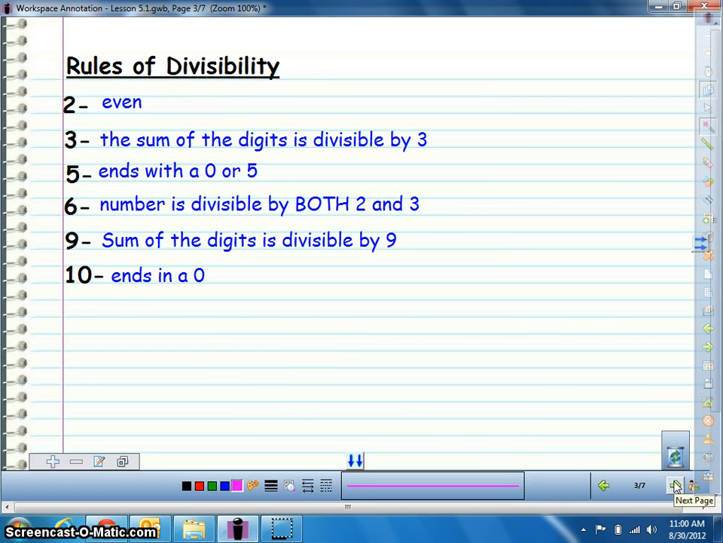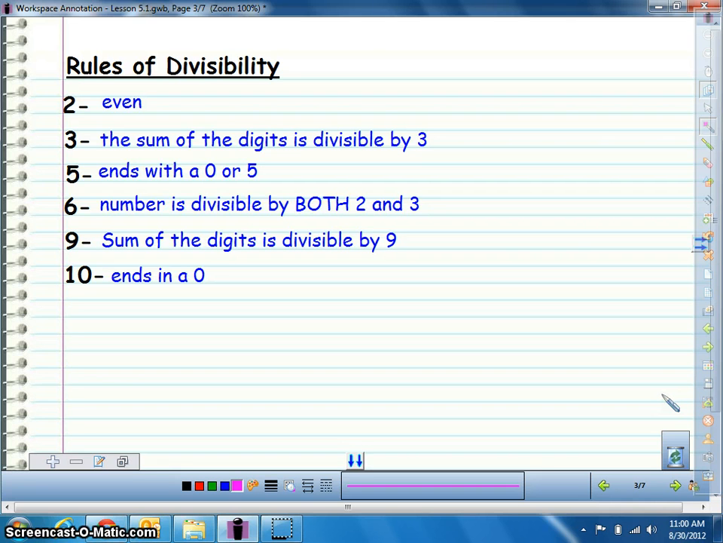We're going to quickly review the rules of divisibility again. We know that a number is divisible by 2 if it's an even number. It's divisible by 3 if when we add up all the digits, the sum is divisible by 3. We know that something is divisible by 5 if it ends with a 5 or a 0. For 6, the number has to be divisible by both 2 and 3.